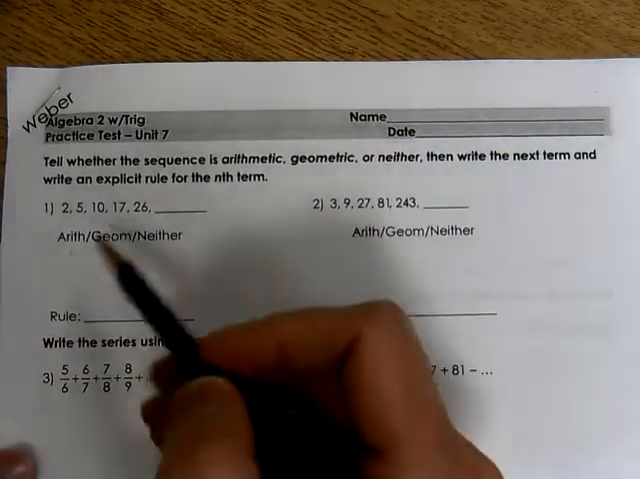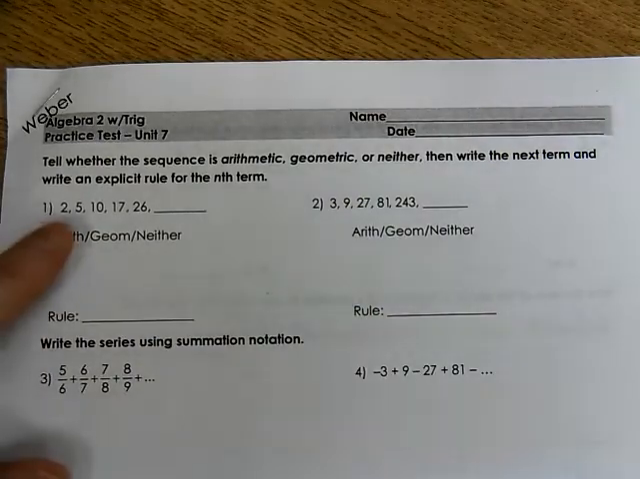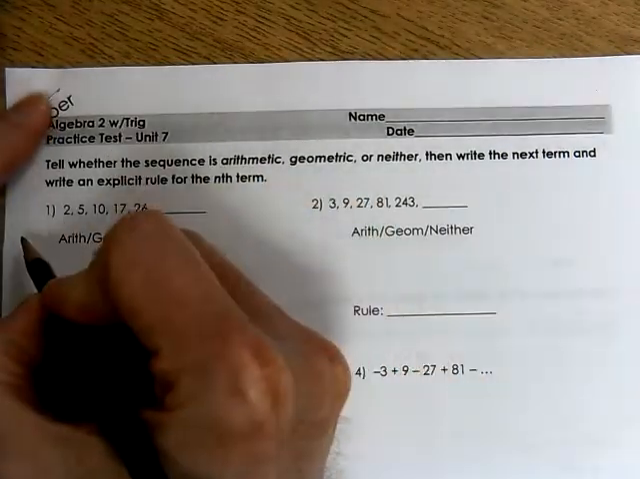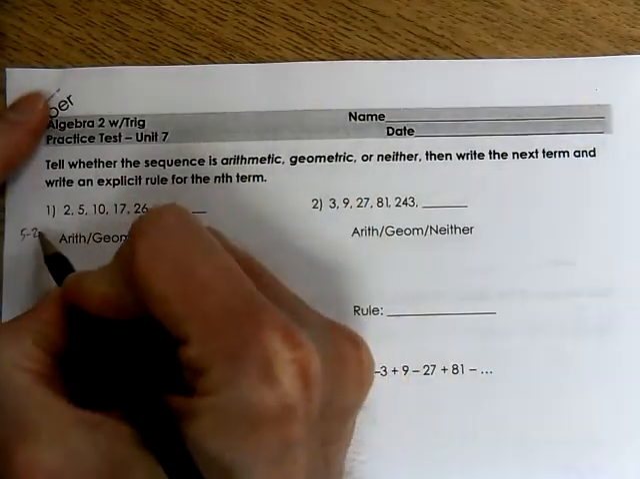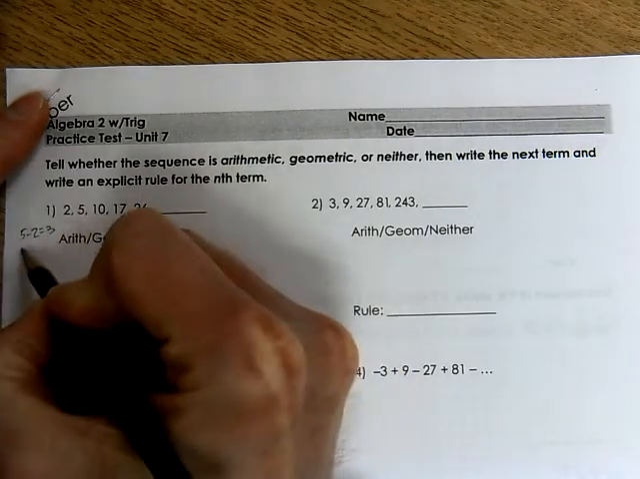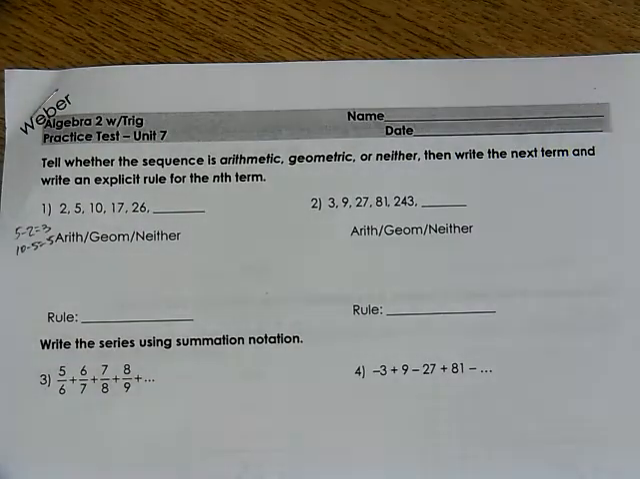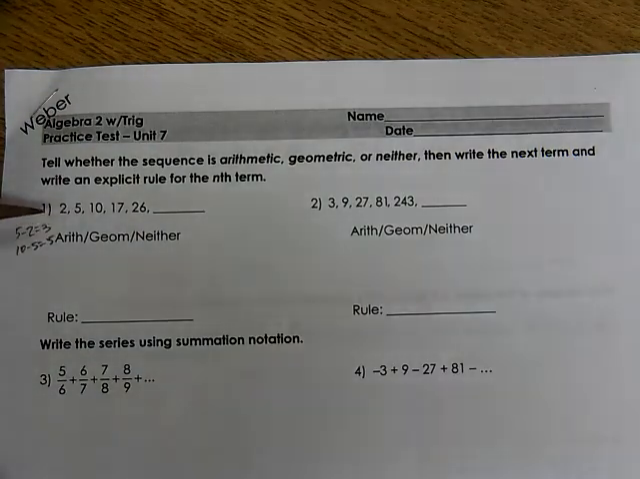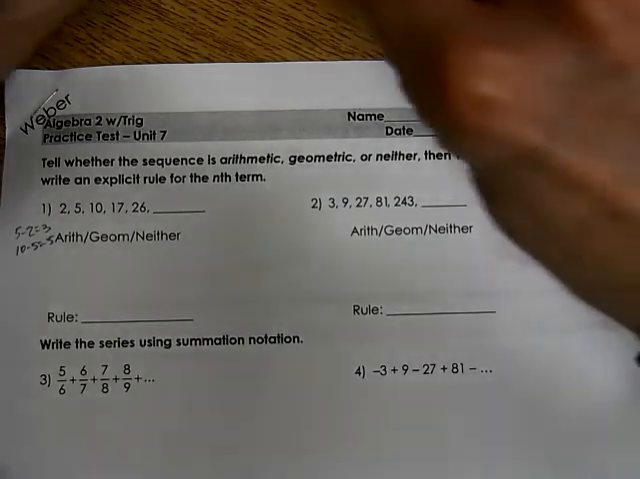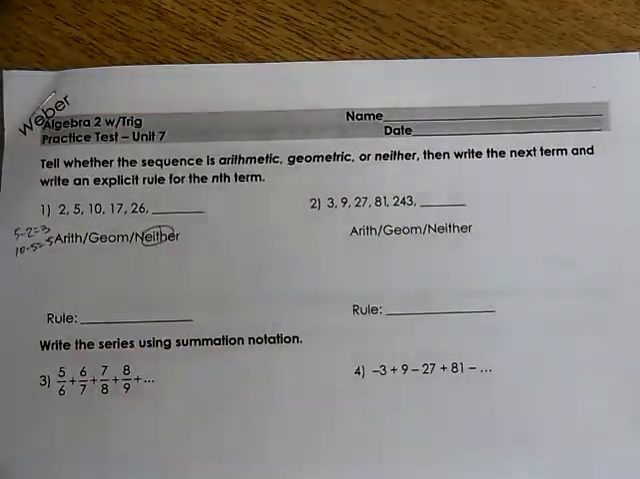Well, this first one's kind of tough, huh? You're not adding the same term, because 5 minus 2 equals 3 and 10 minus 5 equals 5. You don't have a common difference. And 5 divided by 2 and 10 divided by 5, you don't have a common ratio. So that's not happening. So this falls under neither.